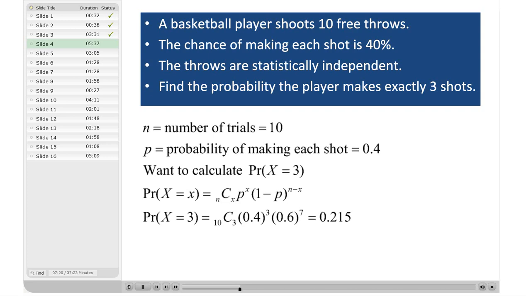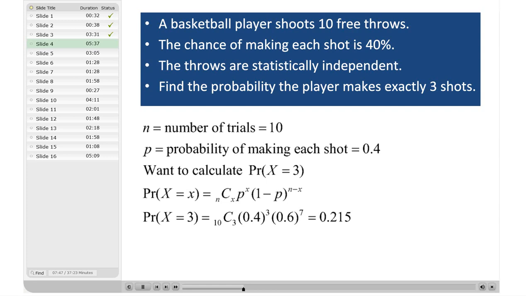Now, sometimes the player will make exactly 3 shots, and in that case, capital X will be equal to 3. Sometimes the player will make a different number of shots, and in that case, capital X will not be equal to 3. What we want to calculate is the probability that capital X is 3. We want to calculate the proportion of the time that this player makes exactly 3 of these 10 shots. We want to figure out how likely that is to happen.